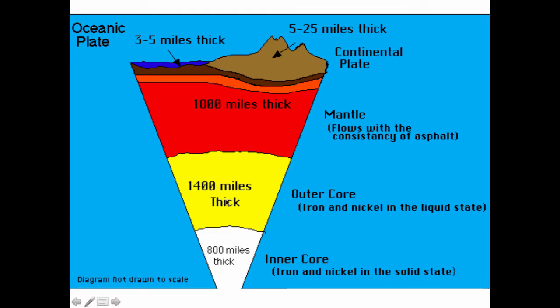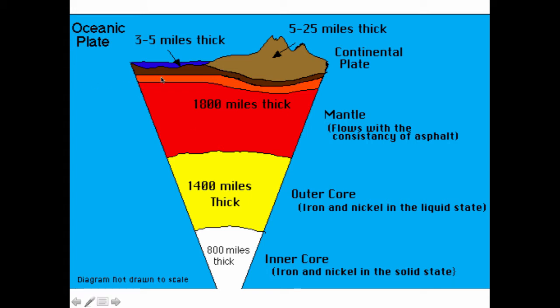Make sure that you do draw this in your notes and write some characteristics. The inner core is 800 miles thick, mainly made out of iron and nickel. The outer core is 1400 miles thick, again iron and nickel. The mantle, the thickest one, is 18 miles thick, and it flows with the consistency of asphalt. So think of it like that liquid rock. It is very viscous, which means very thick, and it moves very slowly.